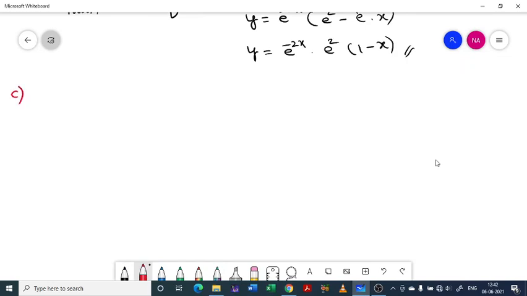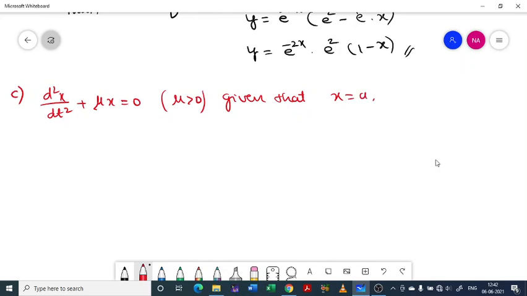So the problem given here is d square x by dt square plus mu x equal to 0, mu is strictly greater than 0. It is given that x equal to a and dx by dt equal to 0 when t equal to pi by root mu.